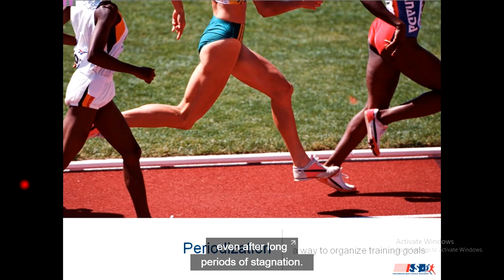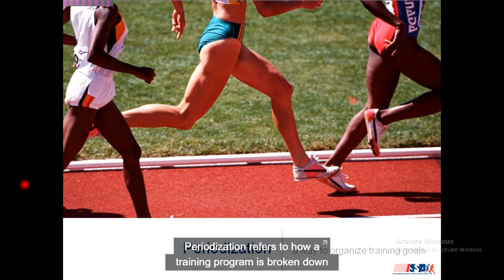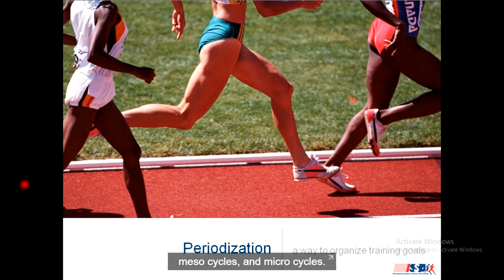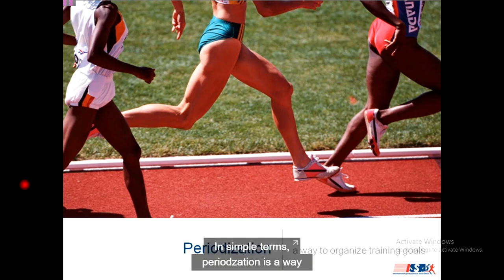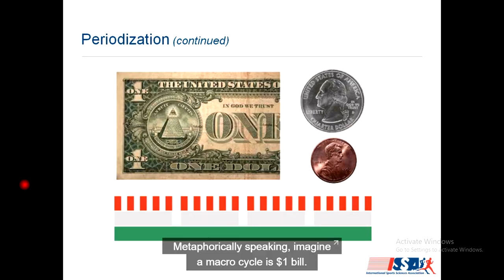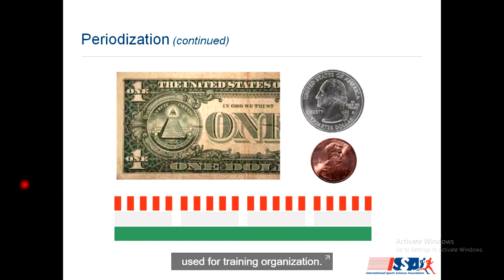Periodization refers to how a training program is broken down into discrete time periods called macrocycles, mesocycles, and microcycles. In simple terms, periodization is a way to organize training goals. Metaphorically speaking, imagine a macrocycle is a dollar bill. A mesocycle would then be considered a quarter, and a microcycle would be like a penny. Keep in mind that these terms are simply used for training organization.